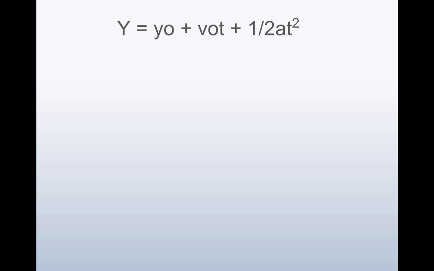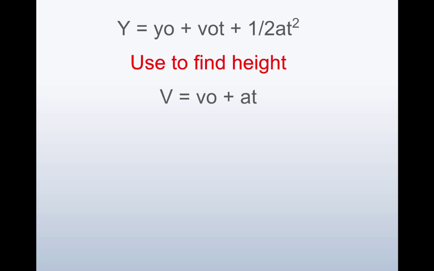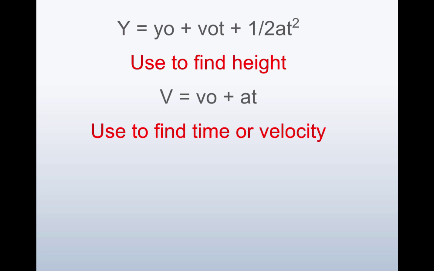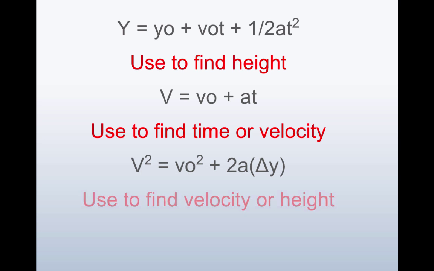So, we use kinematic 2 to find the height of our object. How high is it going to go? In kinematic 1, we're going to use that to find time or velocity. And kinematic 3, we're going to use to find velocity or height.